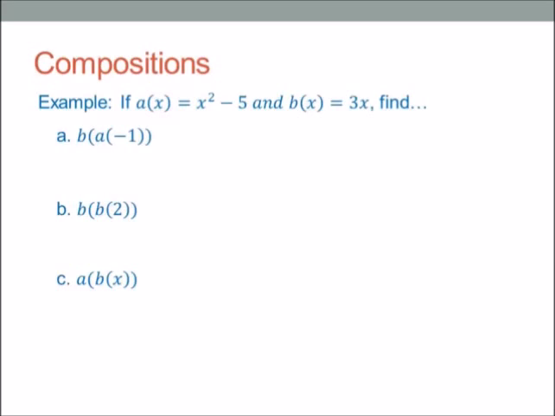Alright, so let's start with the innermost function. So I'm going to start with a of negative 1. So I take the x out of the function a and replace it with negative 1. Now I need to watch here because for negative 1 squared, I need to put the negative 1 in parentheses if I'm going to put this right into the calculator.